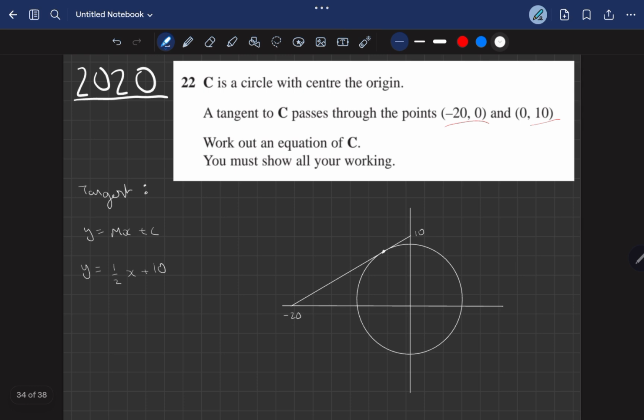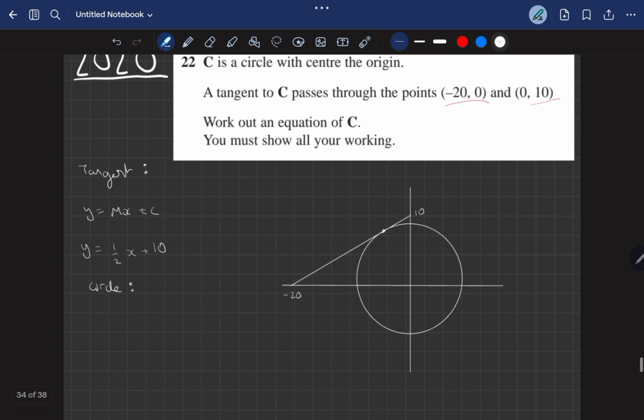Nice. Now, what is the generic equation for the circle? Because we know that it has center origin, it's just x squared plus y squared is equal to the radius squared. And we just have to find what the radius squared is, because the question asks to work out an equation of C. The equation is just x squared plus y squared, and the only thing we don't know is the value of r.